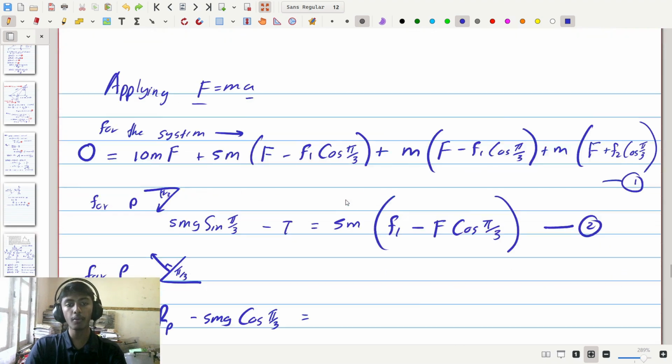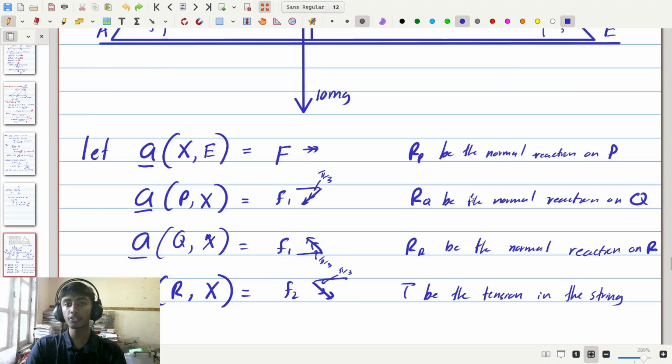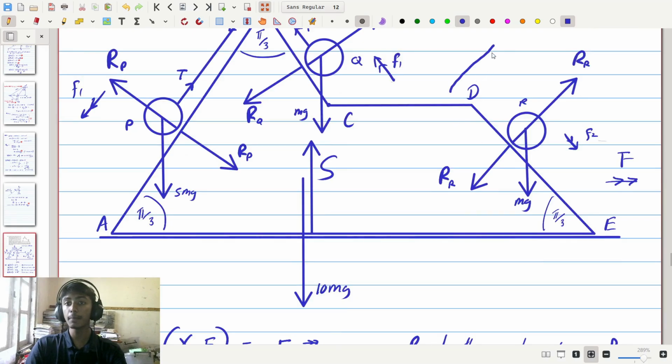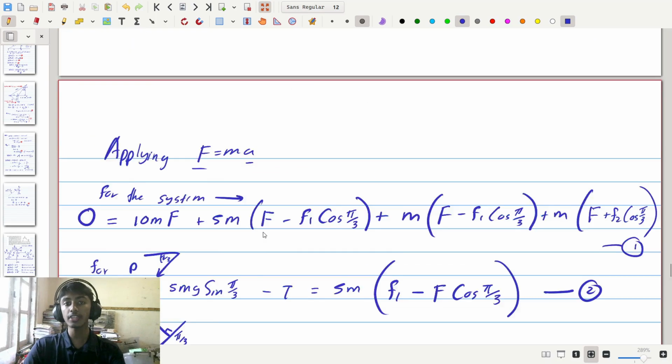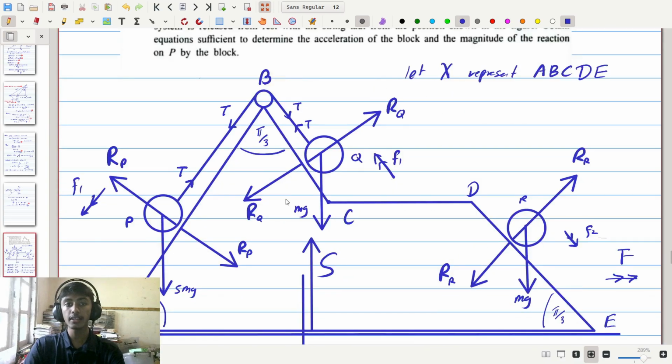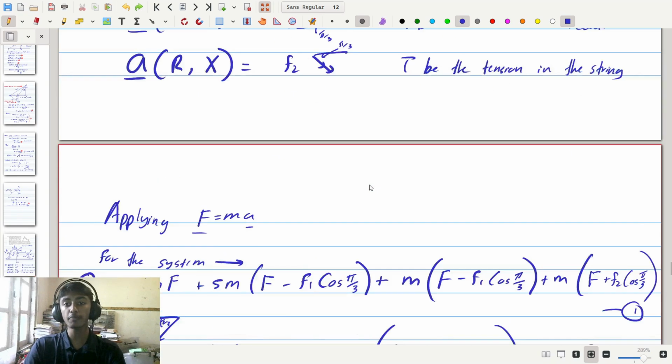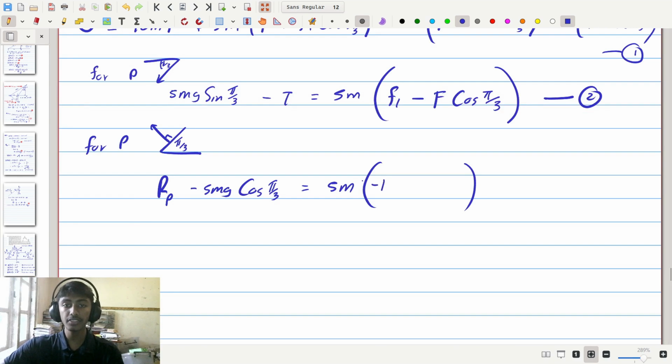Now if we consider the component, since in the last one we had the cosine component, cosine of pi by 3 in this direction, in the perpendicular direction, which is this direction, we must have the sine of pi by 3. So therefore, considering the accelerations involved, we have Rp minus 5mg cosine of pi by 3, which is going to be equal to 5m times the acceleration, which in this case, since we are accelerating in this direction, but F is going to have a component in this direction, it's going to be negative, so we have negative F times the sine of pi by 3. So we're going to write minus F sine pi by 3, and this is going to be equation number 3.